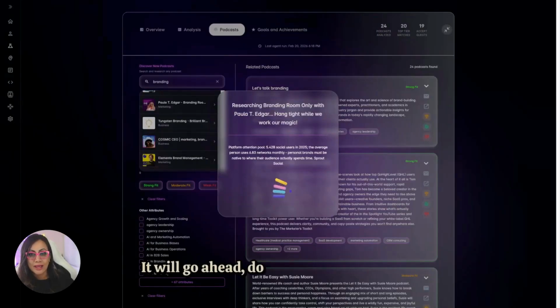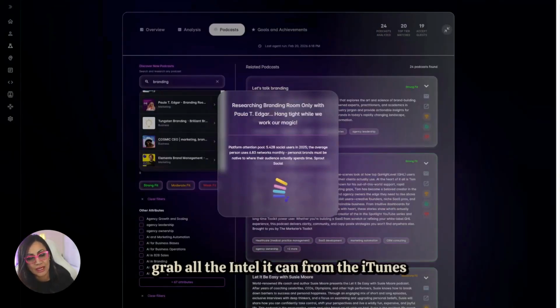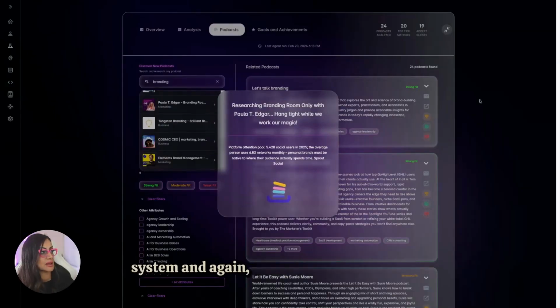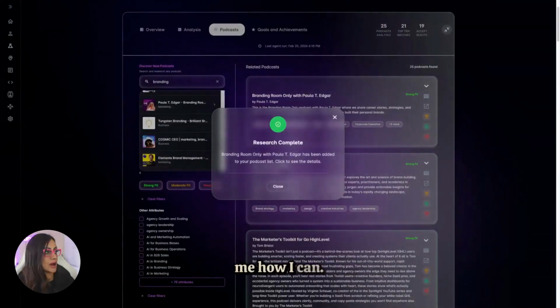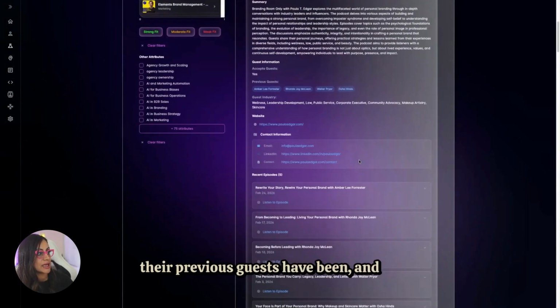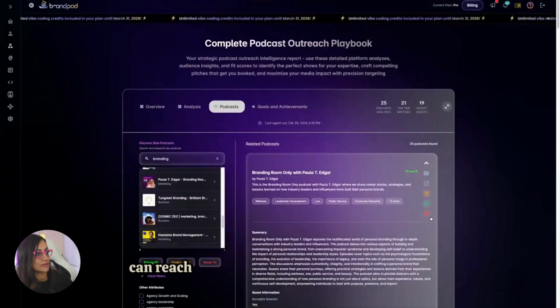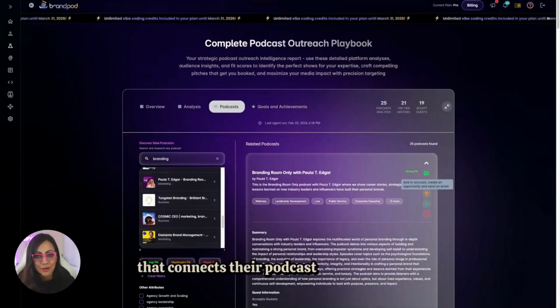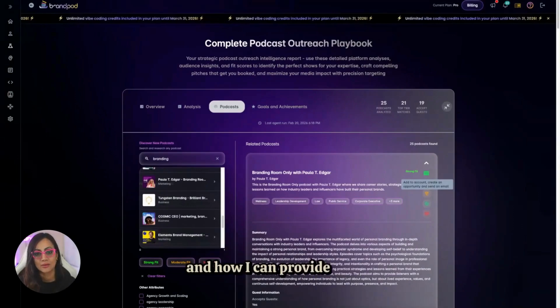It will go ahead, do all the research for me, grab all the intel it can from the iTunes listing of this podcast, bring this into my system, and again, give me an overview like it has with the other ones. Similar to the other ones, it's going to show me how I can find out whether they accept guests, who their previous guests have been, and how I can reach out to them and send them an email that connects their podcast to my expertise and how I can provide value.